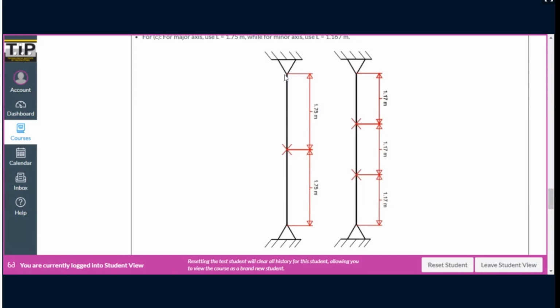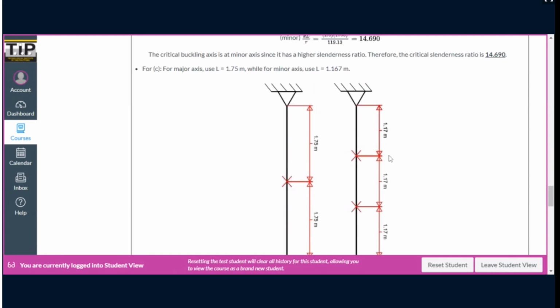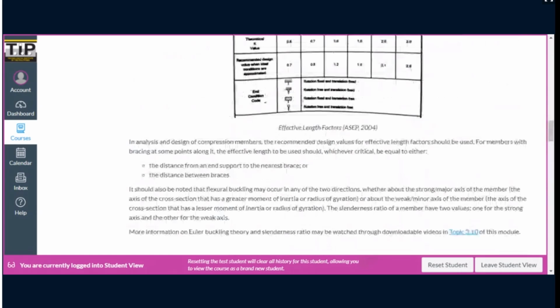So what is the effect of bracing on the columns? The column shape will be different. The buckling shape will be different. Okay. So later we will discuss how it actually affects the buckling shape of the column. Okay. Right. So let's leave this one for now.